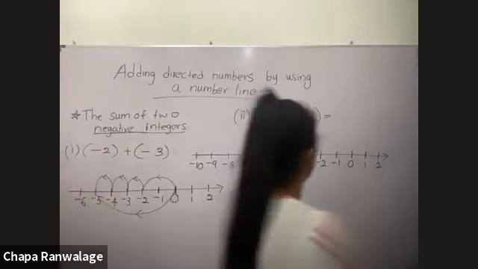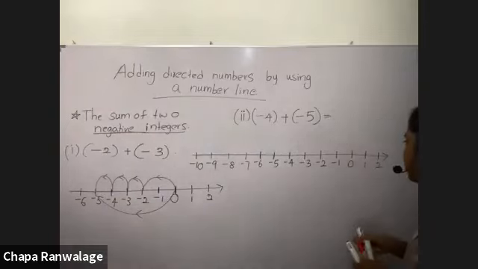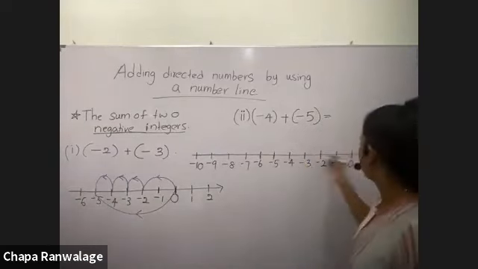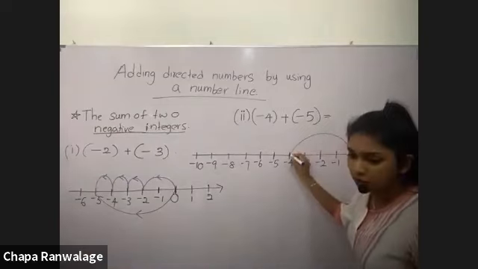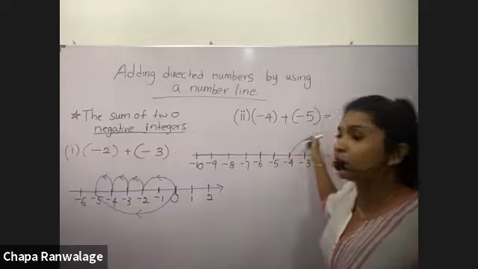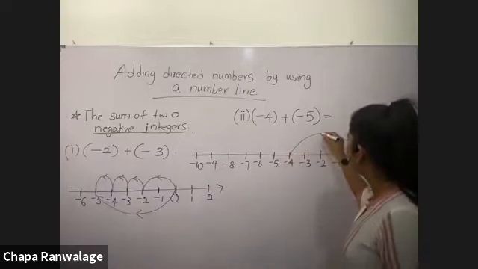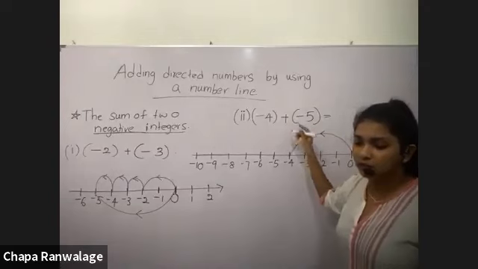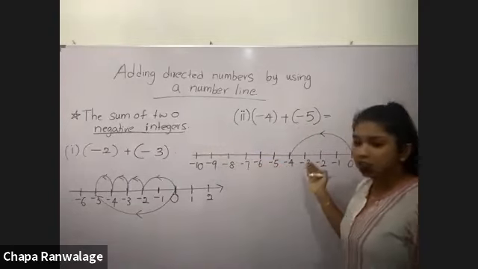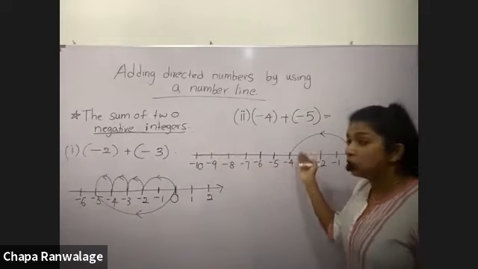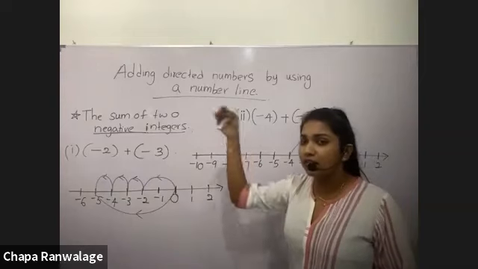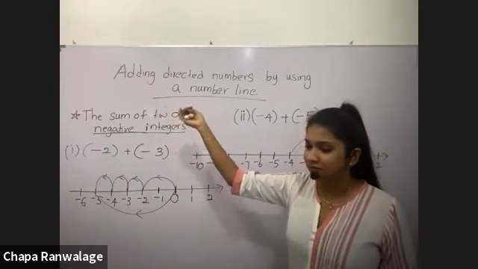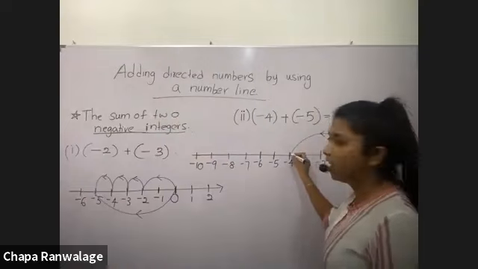From where should I start? Zero. To which direction should I move? Left. Minus four. Directly. You should move to this point. Yes, minus 4. Okay. Then minus 5. What should I do? The same direction. You should move five units. Another five units towards which direction? Left direction. Let's count.